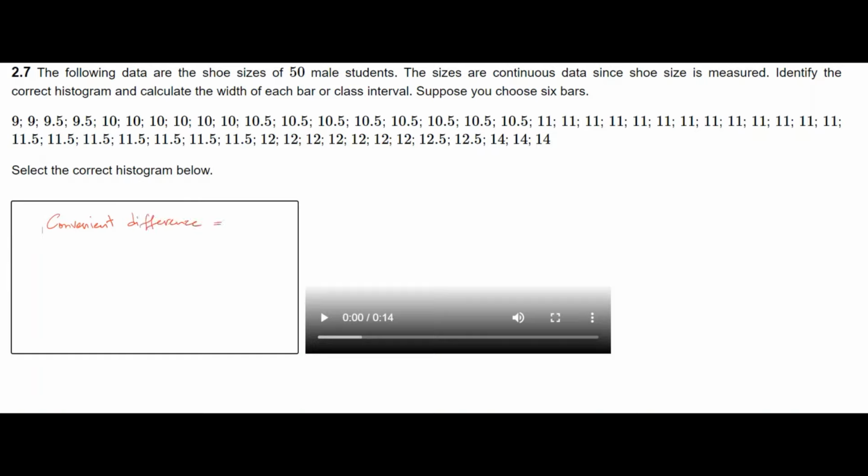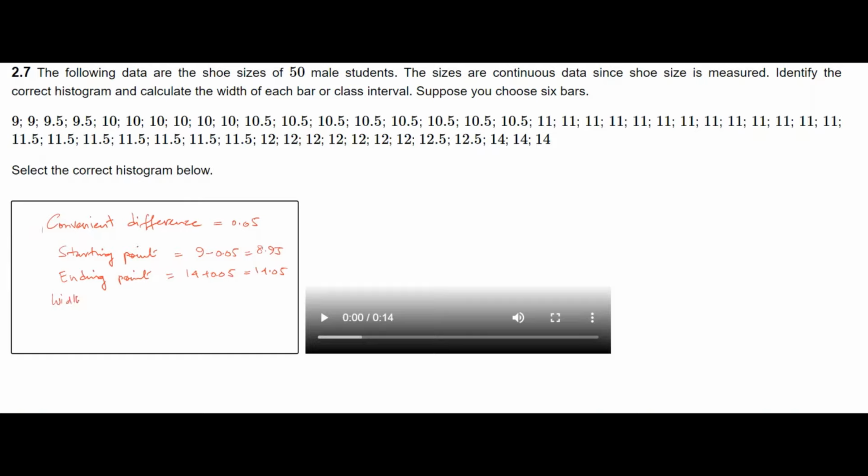As we discussed in the example, it should be 0.05. Okay, in that case, the starting point must be 9 minus 0.05, and that should be 8.95. And the ending point, which is 14, must be 14 plus 0.05. Am I right here? Okay. If you have any difficulty in understanding, please go back to the example.